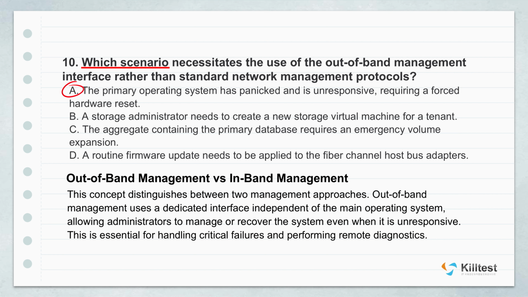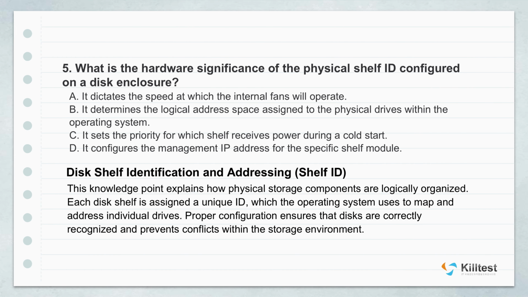Okay, let's assume the OS is healthy. The front door is open. How does this healthy OS actually know where the data physically lives on the spinning disks? Question 5 asks, what is the hardware significance of the physical shelf ID configured on a disk enclosure?